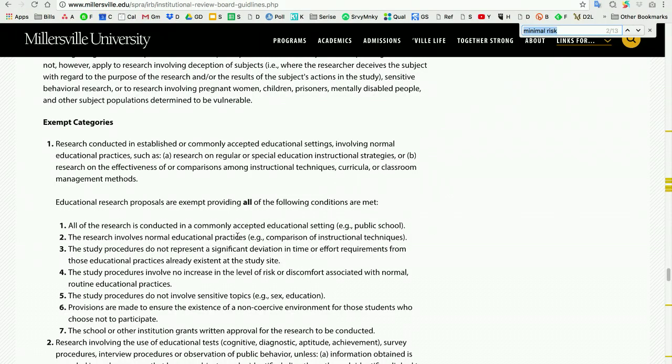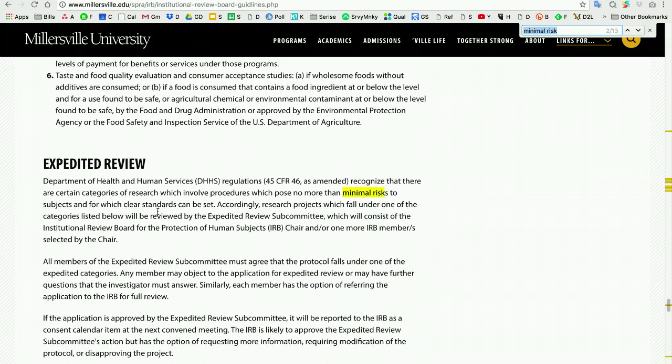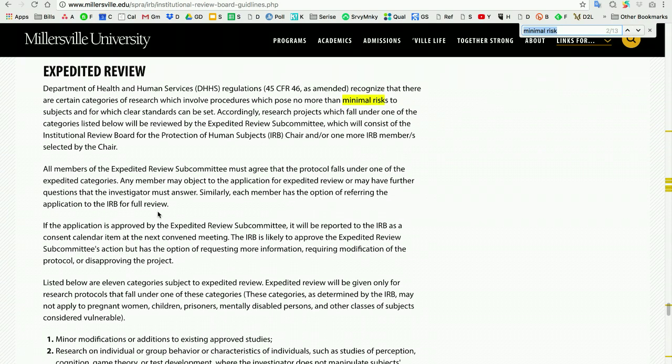So an example of an exempt study would be, let's say I want to compare two classrooms, one of which is an online classroom and the other an in-person class, and I want to see who learns more of the information, the online class or the in-person class. If I scroll down a bit, it teaches me about expedited review.